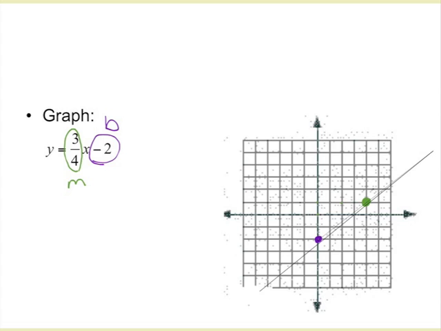You should put arrows at the ends of your line because lines do go on forever. So even though we are only looking at one portion of it, we want to show that that line goes on forever.